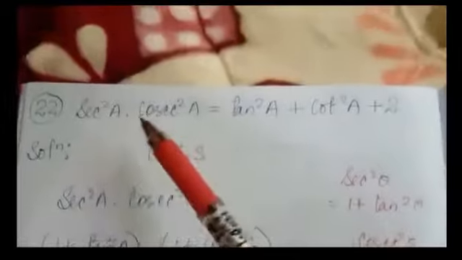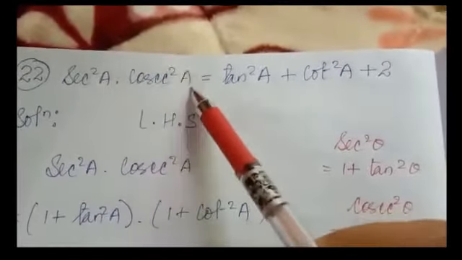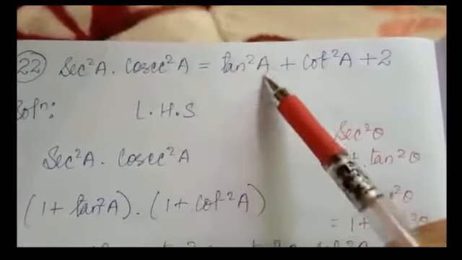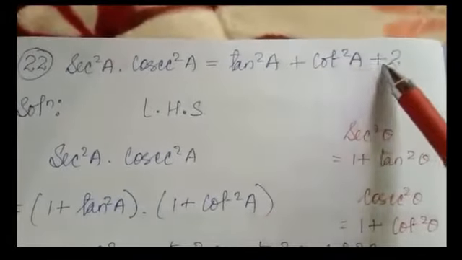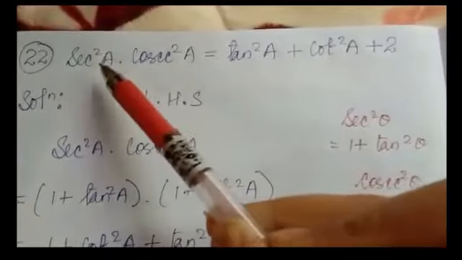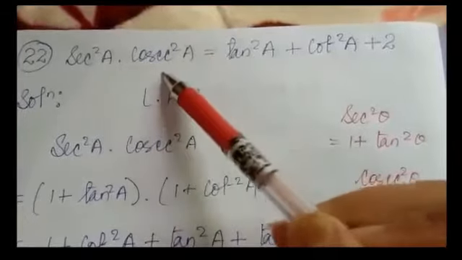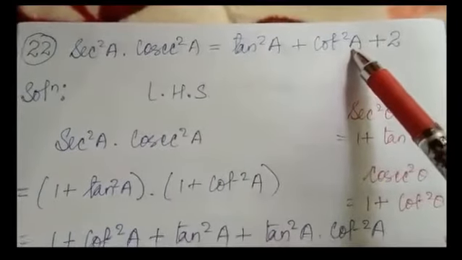Today we'll start from question number 22, and the question is sec square a into cosec square a is equal to tan square a plus cot square a plus 2. First you copy the left hand side. Now you have to convert sec square a to tan square a and cosec square a to cot square a.